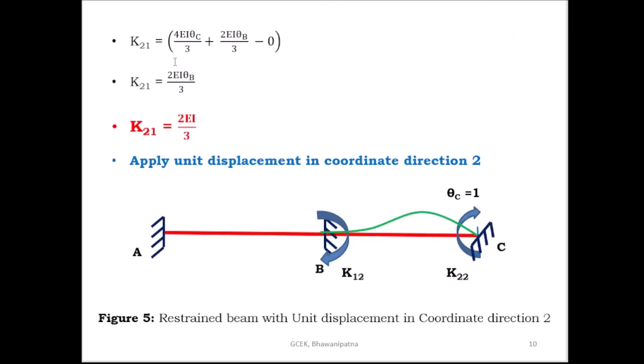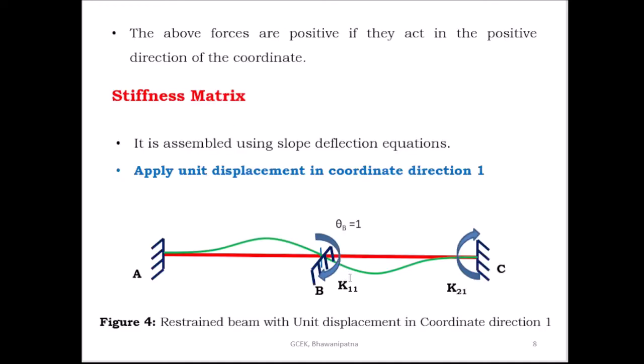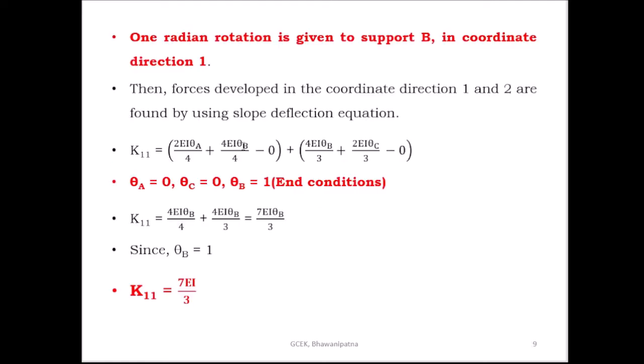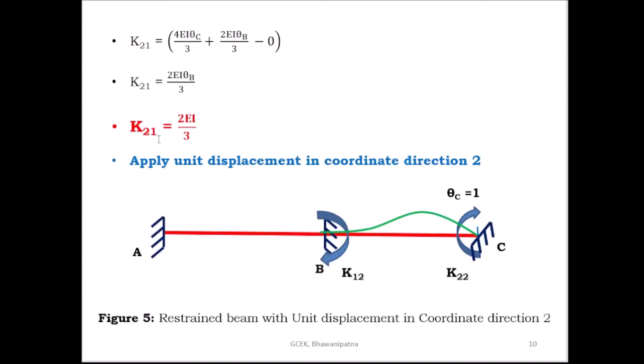Then find out K21. So here K21 is equal to 4 EI theta C by L plus 2 EI theta B by L, that is 4 EI theta C by 3 plus 2 EI theta B by 3. Then after putting the value of theta B and theta C in this expression, K21 is equal to 2 EI theta B by 3, then K21 is equal to 2 EI by 3. So these are the forces at coordinate 1 and coordinate 2 due to unit displacement at coordinate 1.